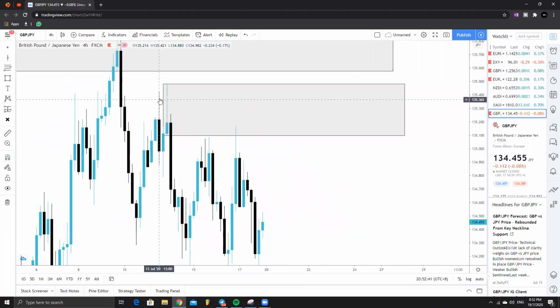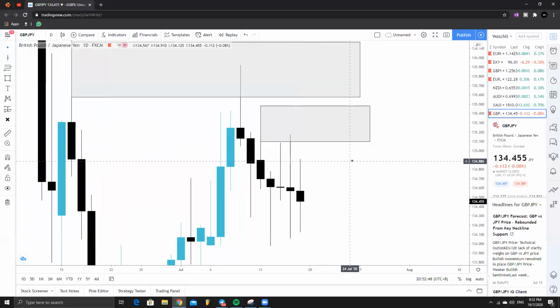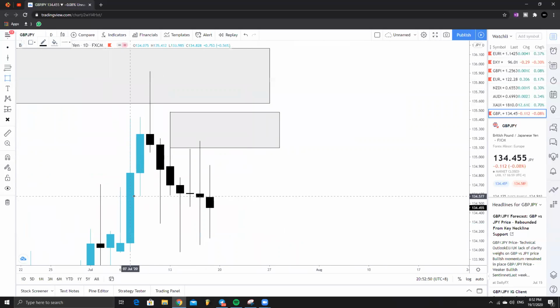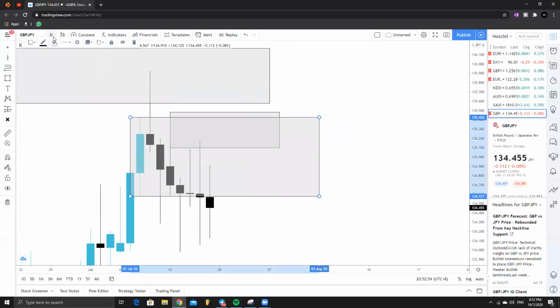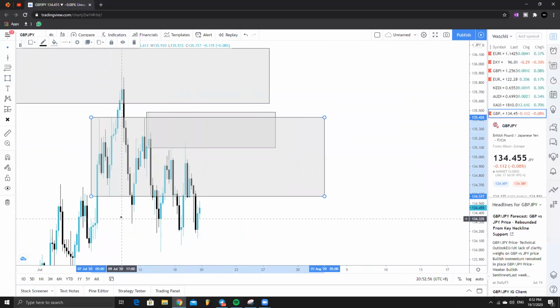So again, why is this raid important? Because it happened in the daily bearish order block. Where was the daily bearish order block? Right here. This entire thing is your daily bearish order block. And so it's happening inside there.